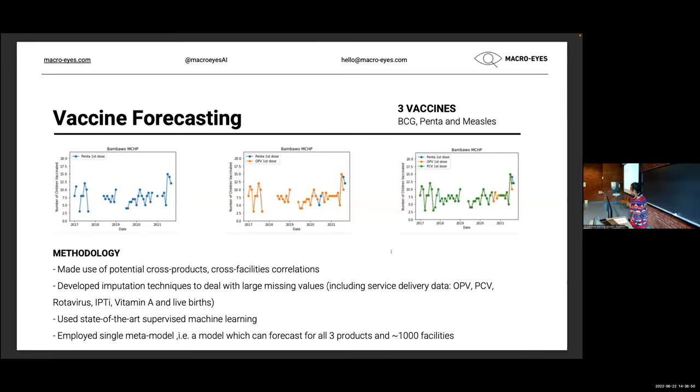So for vaccine, we actually use a very similar approach, but here we had another prior knowledge. Talking to experts in the field, we knew that the consumption of these 3 vaccines is actually very similar. So when they are at the facility, if they use one type of vaccine, very highly likely they also use the others. So we use this knowledge to first impute the data, and then follow a very similar approach.